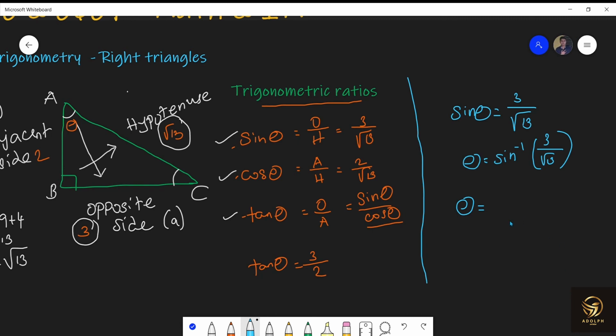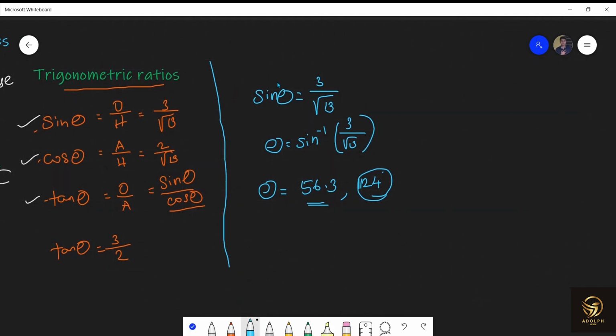We are getting the calculator answer as 56.3 to three significant figures, and one more answer we are getting here, that is 124 degrees. But in your calculator you might see only 56.3. Then how are we going to find this 124? Do we have any specific method for this? Yes, we have. And how are we going to calculate for the different ratios? Let's see it now.